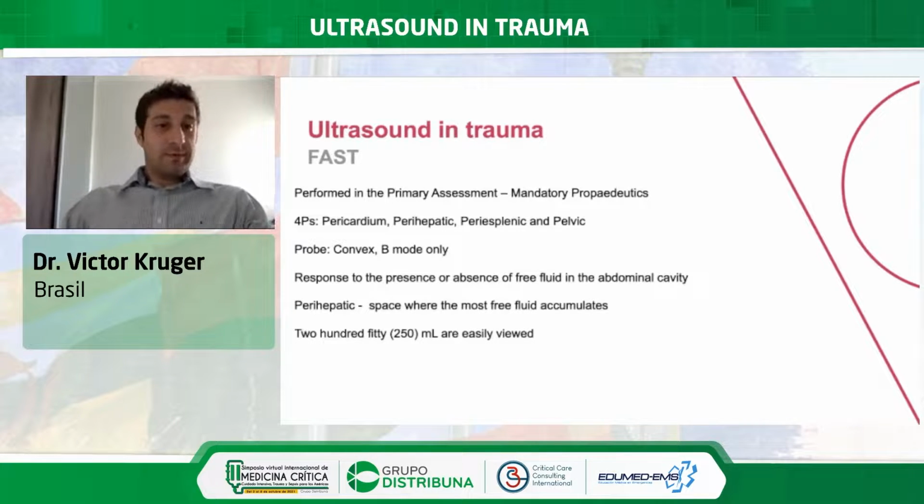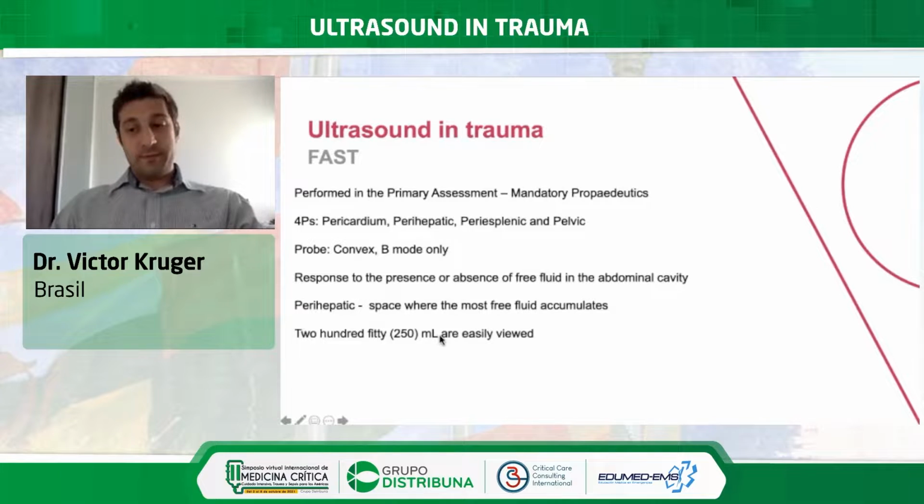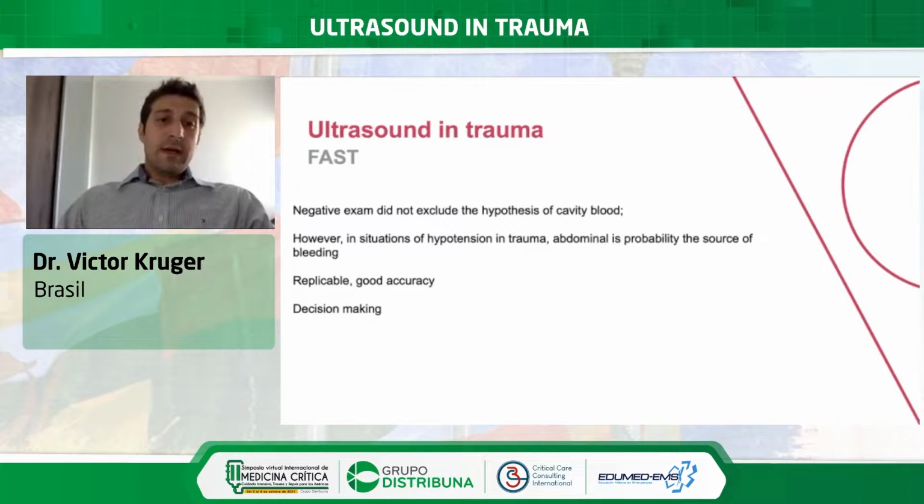The probe used is a convex, in B mode only, to look for the presence or absence of free fluid in the abdominal cavity. The perihepatic space, where the most free fluid accumulates, is the first. 250 ml are easily viewed. Remember that a negative exam does not exclude the hypothesis of blood in the abdominal cavity. However, in some situations of hypotension in trauma, the abdomen is probably the source of bleeding if the FAST is positive.